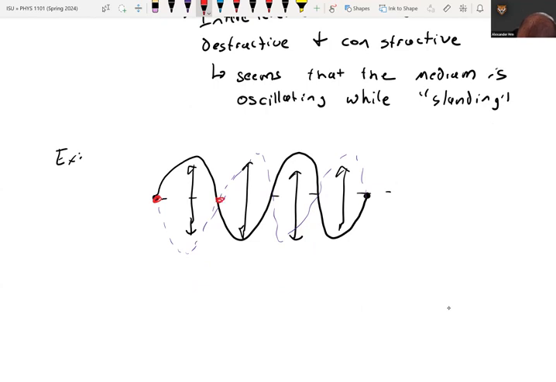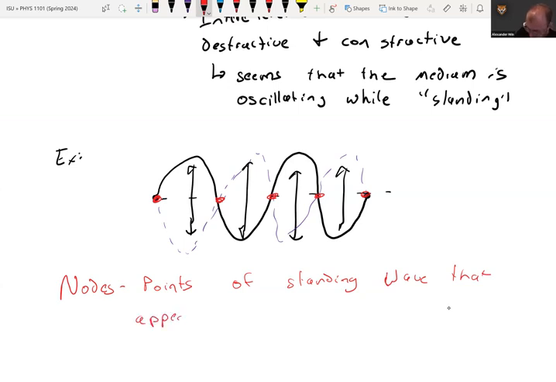Okay, now there are a couple of things that I want to point out. First, I'll mark these in red. The red points are called nodes. These are the points of the standing wave that appear fixed in place. All right, so that is a node. This particular standing wave has 5 nodes that I've drawn.